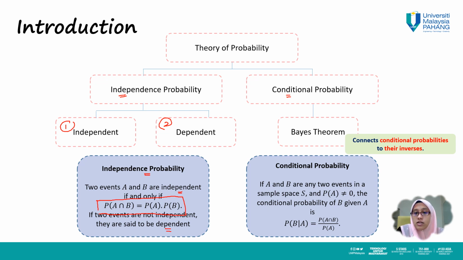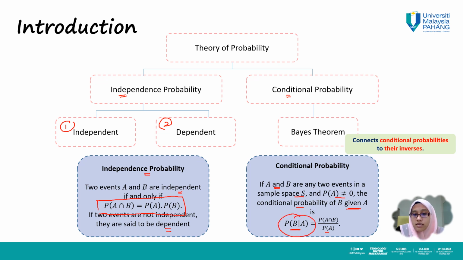So how about conditional probability? Conditional probability: if A and B are any two events in a sample space S and probability of A is not equal to 0, then the conditional probability of B given A, P(B given A), is equal to probability of A intersect B divided by probability of A. So this is for conditional probability. We are going to find probability of B given A.